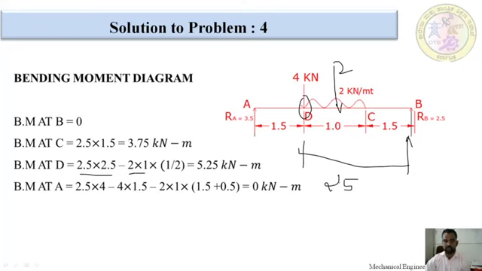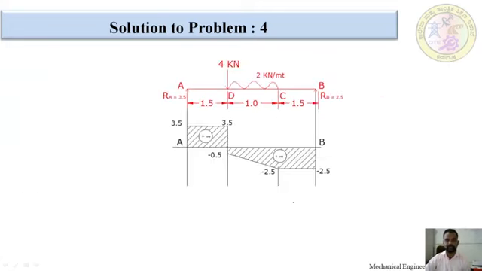For that reason, 2 into 1 is a conversion of point load, and half of this is 1.2, which by calculation we got as 5.25 kilonewton meter. By calculation we will also get 0, but directly we will get 0 only. Okay, this completes the bending moment calculation. Next we will move to the bending moment diagram.